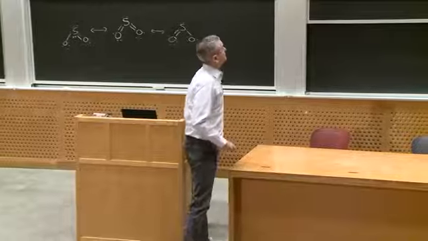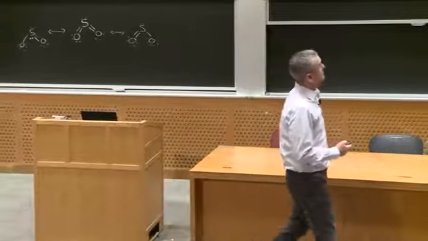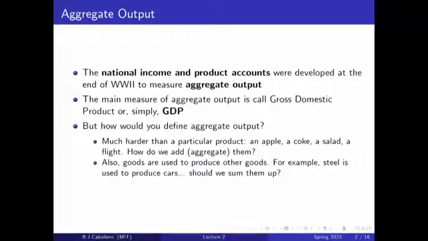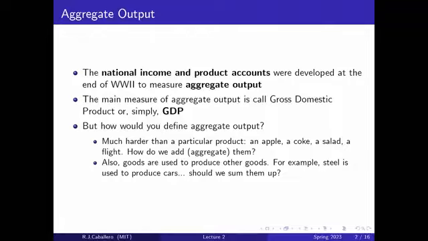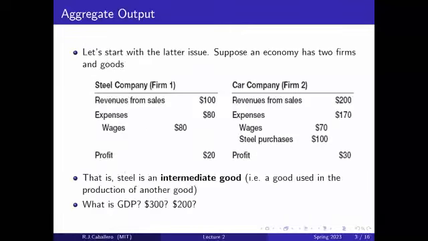So we started with something a little boring, basic definitions. And the first thing we had to do is to understand how do we measure output at the aggregate level. It's very easy to understand what output is at the level of an individual factory, but at the aggregate level, it's a little tricky. And so we had an example of a very simple economy with two companies, one that produces steel and the other one that produces cars.